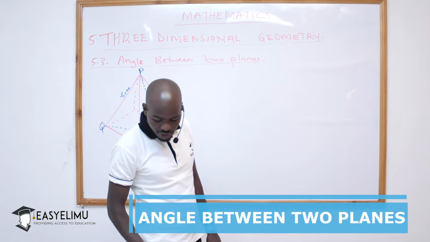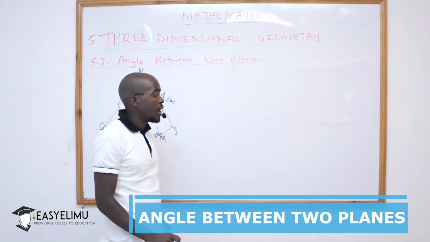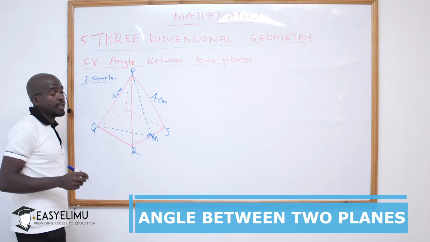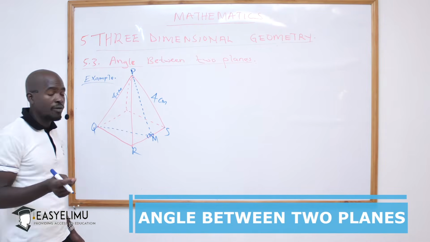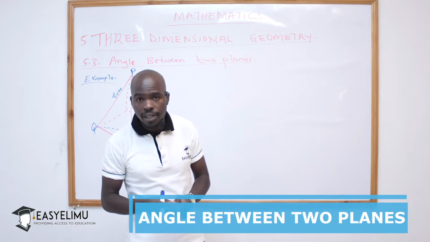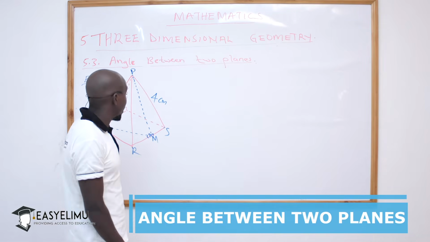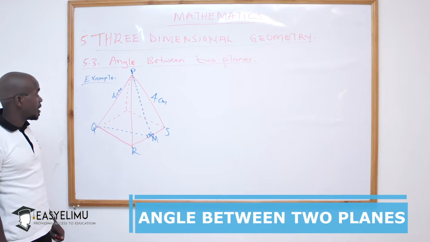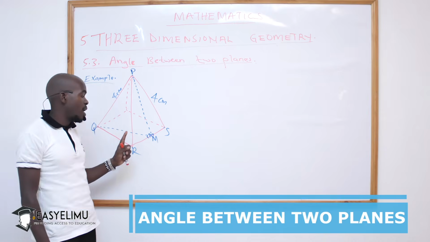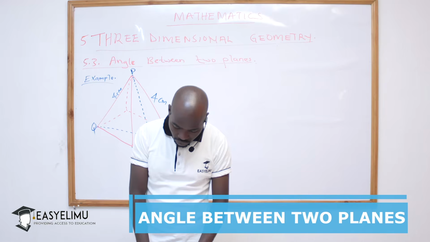PQRS is a regular tetrahedron of side 4 centimeters and M is the midpoint of RS. We have to consider this example. PQRS is a regular tetrahedron with sides of 4 centimeters. We have been told that M is the midpoint of RS, and we have an intersection of PQ and QM at RS. So what are we being asked to do?